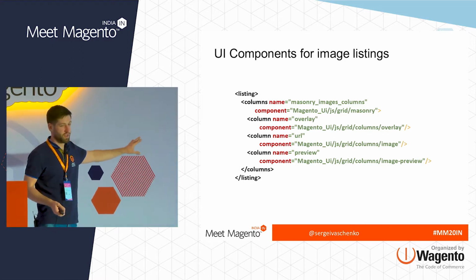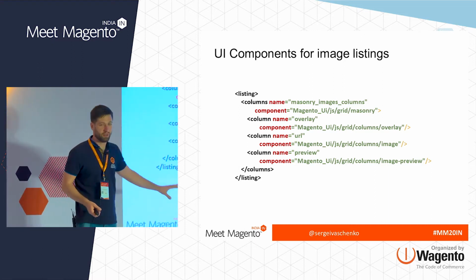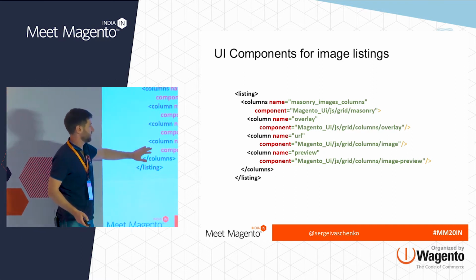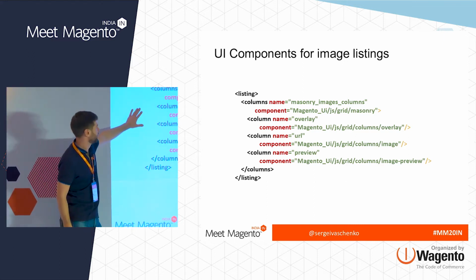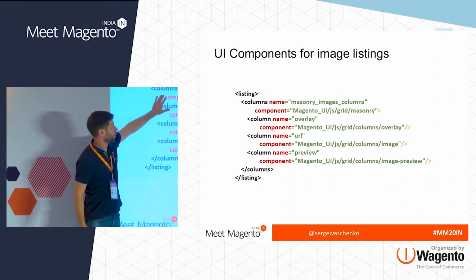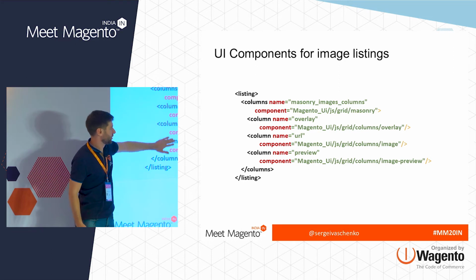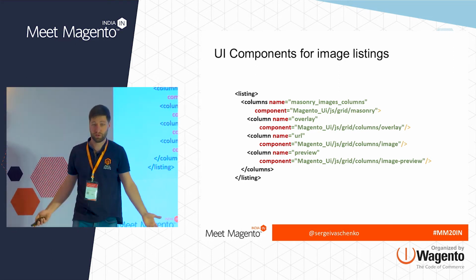That is the configuration, a bit simplified, for the components that we developed. Basically, that declaration corresponds to that grid. There is a listing, the columns of the masonry component, there is an overlay, URL, and preview. You can pretty much drop the preview and overlay if you don't need them and just use the URL to render the images grid.